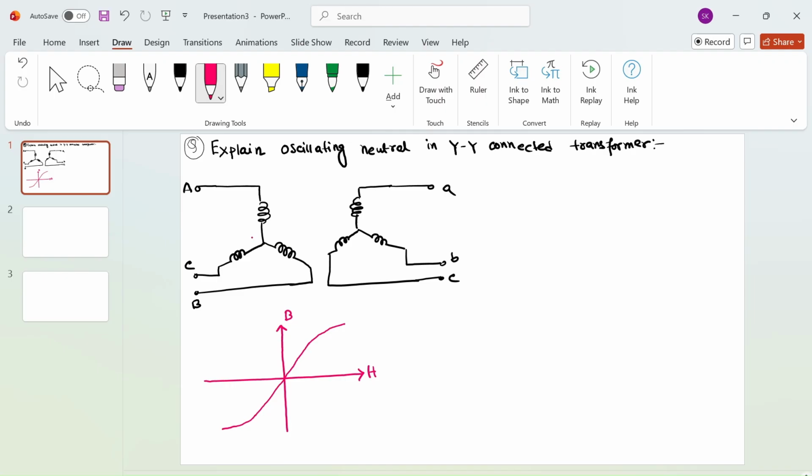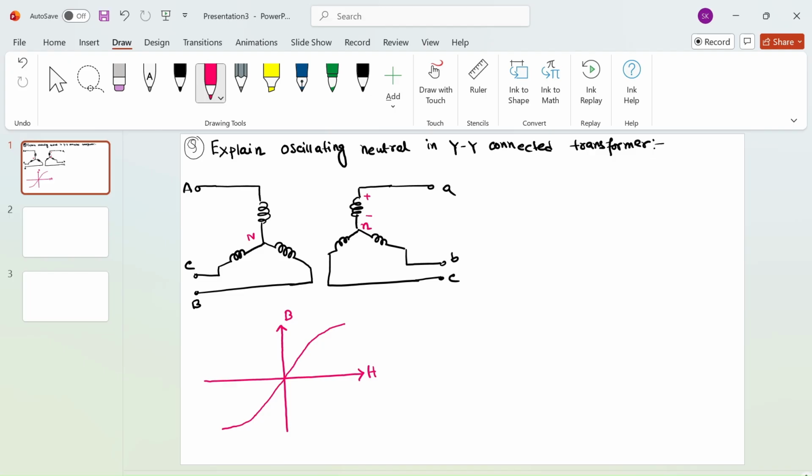So these are my neutral points. This is my neutral point. In case of oscillating neutral, the phase voltage magnitude varies from time to time. We will see how the magnitude of the phase voltage changes.